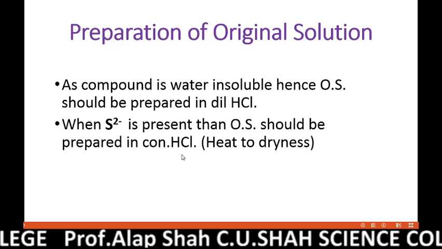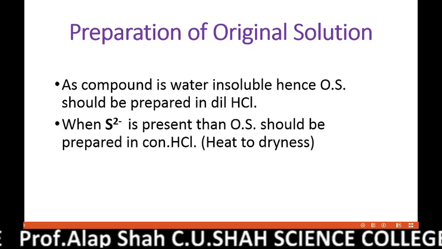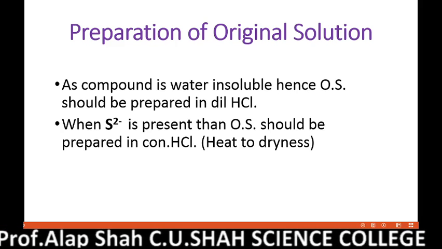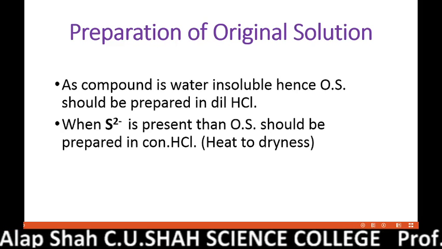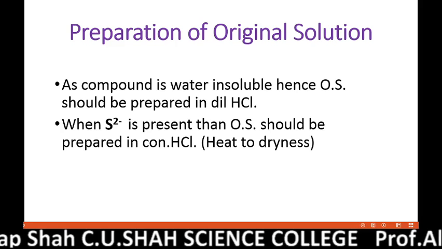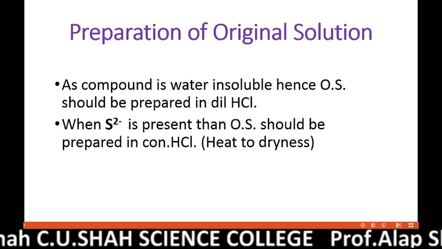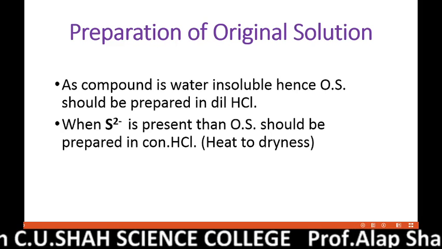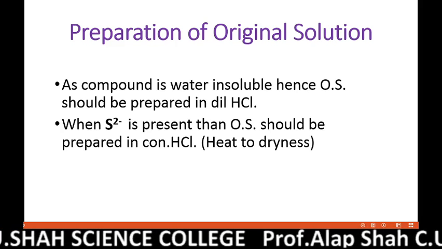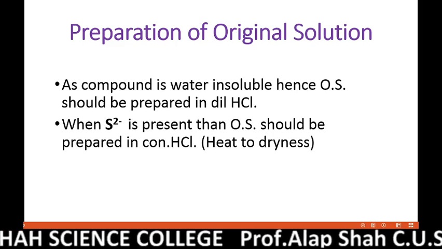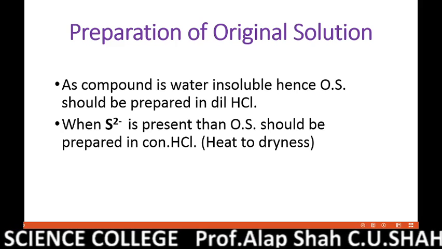There is a method of preparing OS that is called evaporate to dryness or heat to dryness. Before OS preparation, we have to remove sulfide ion. So in a test tube, you should take 1 or 2 ml concentrated HCl, add your substance, heat and remove all the hydrochloric acid. So S minus 2 will gradually be removed in the form of H2S gas.